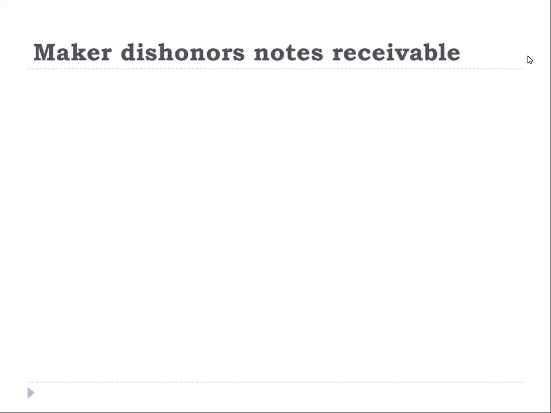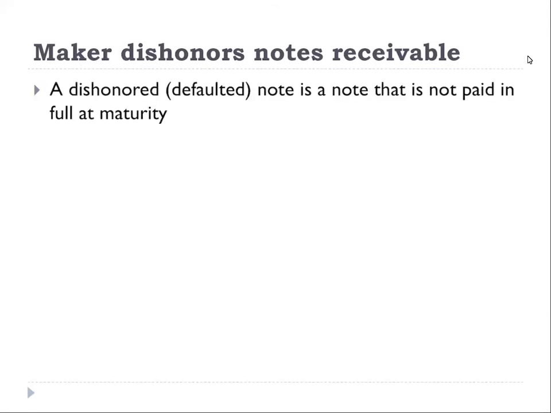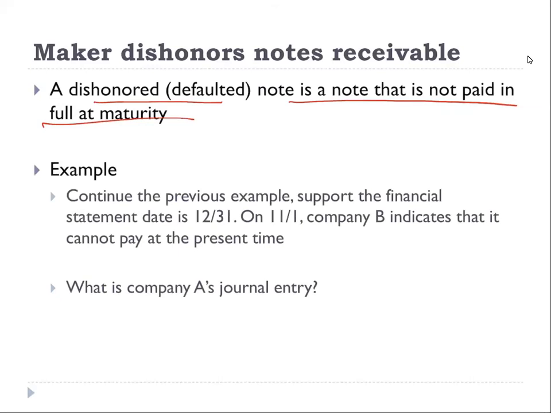So the previous situations are when the maker honored the note receivable. How about when the maker doesn't honor the note receivable? A dishonored or defaulted note is a note that is not paid in full at maturity. And here's an example. Suppose the financial statement date is December 31st. And on November 1st, company B indicates that it cannot pay at the present time. What is company A's journal entry?